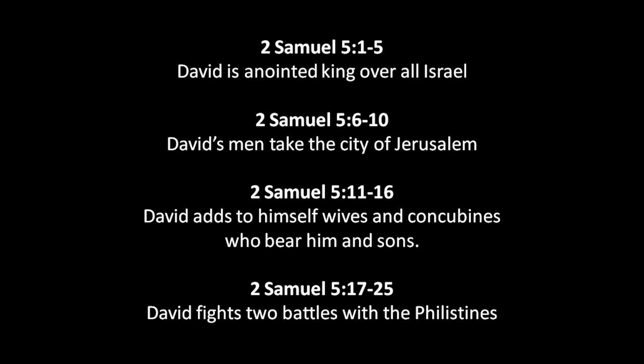But then in 2 Samuel 5, 11 through 16, David adds to himself wives and concubines while he is in Jerusalem, and began having sons by them. He's got a growing family. But we talked this morning how a fella doesn't need 2 wives. He certainly doesn't need 7 or 8 or 9 or however many David has now at this time.